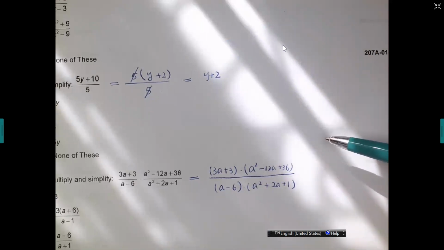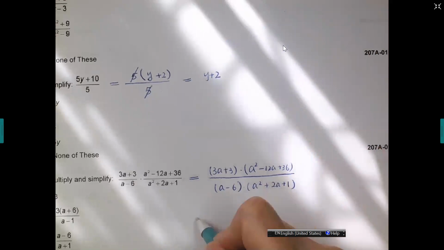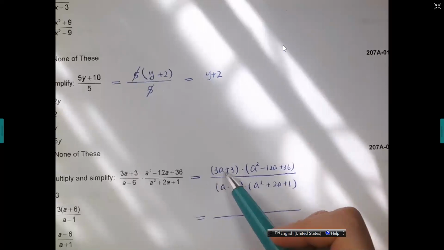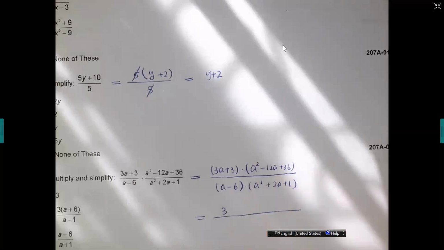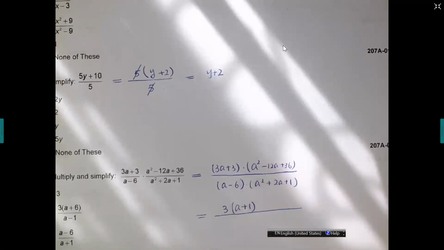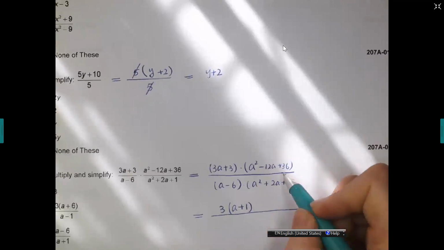Some polynomials in the parentheses are not factorable, then leave them there. Okay, so then I will just take my time and check each individual parenthesis. 3a plus 3, can I factor this? Yes, I can. 3 is a common factor, and then I have a plus 1 left. Times what? When we have the second parenthesis, what do we see?